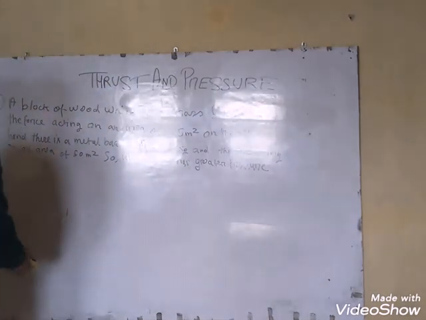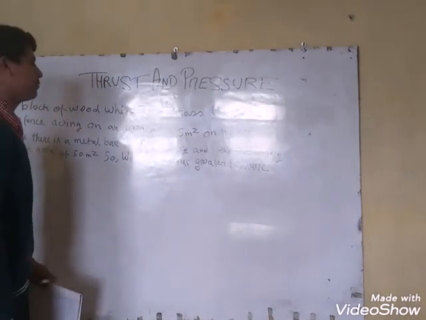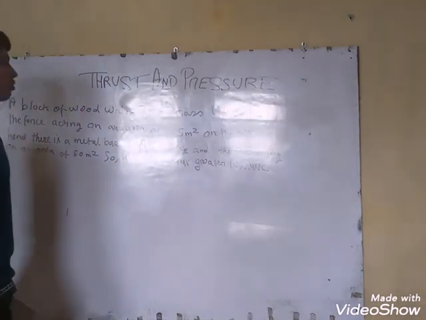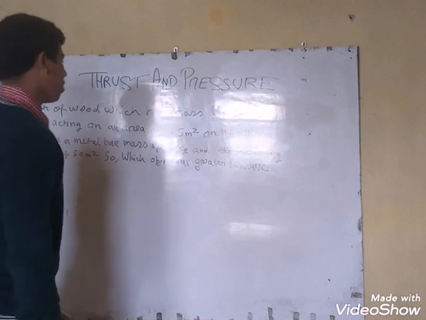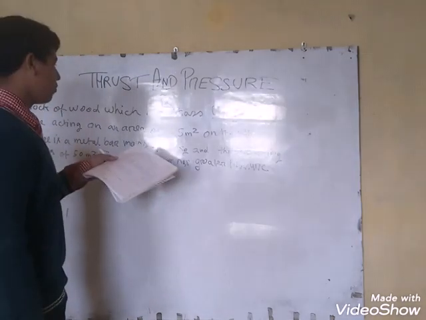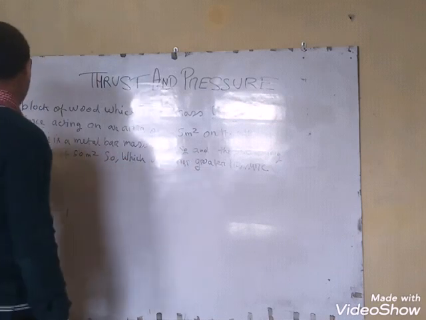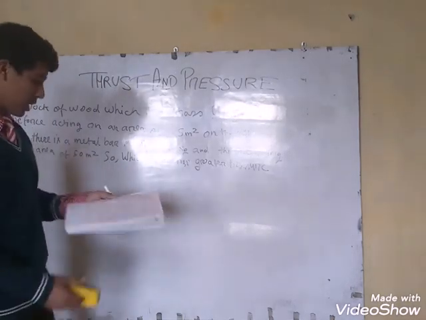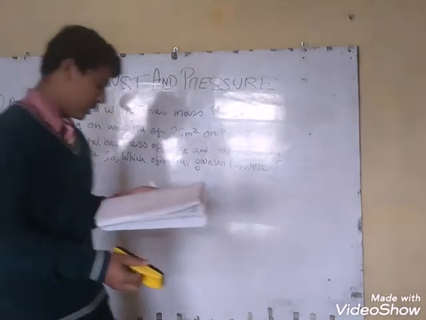The question is: a block of wood which has mass 5 kg and the force acting on an area of 25 meter square. On the other hand, there is a metal bar, mass of 20 kg and the force acting on an area of 50 meter square. So which object has greater pressure? Let's find out the answer.